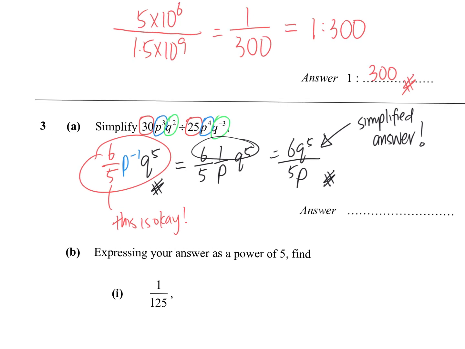Okay, this one, they want me to write my answer as 5 to the power of something. This is what it means, right? So I will rewrite this. 125 is definitely 5 to the power of something. What is it? 125 is 5 what? 5 cube, right? So they want me to change it to 5 to the power of something. It definitely has to be changing this upward, so it's negative 3.